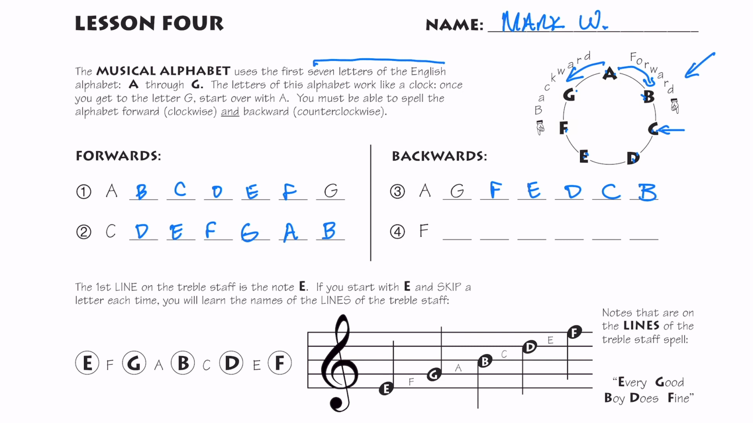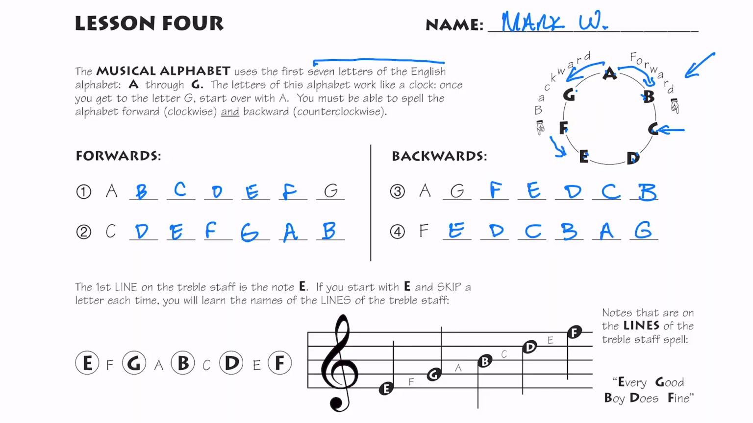So F, I'm going backwards. So F, E, D, C, B, A. Once I get to A, I have to start over at G. All right, so do you understand how the musical alphabet goes forwards when we're going up the scale, backwards when we're going down the scale?